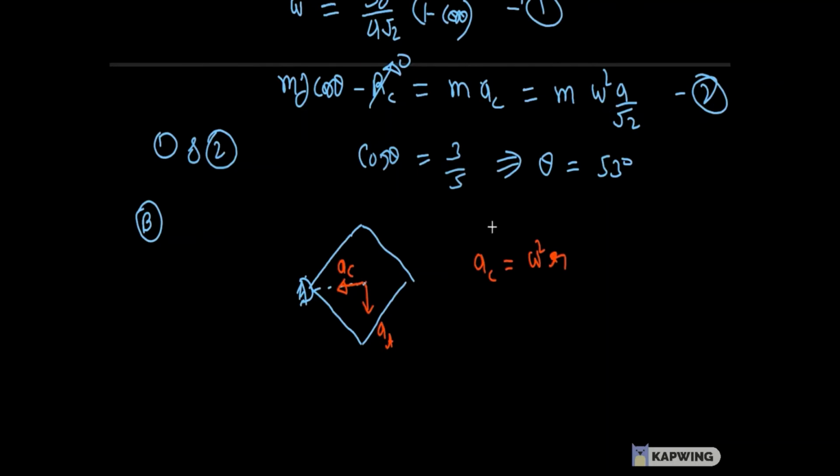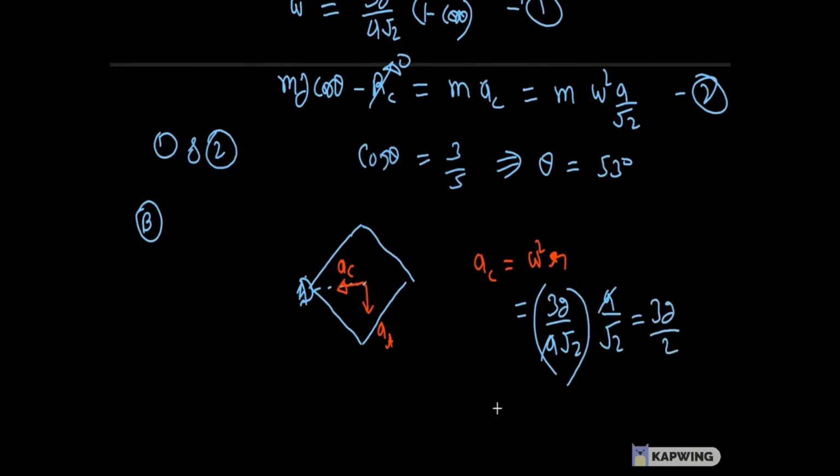From equation 1 we can check that the value of omega at theta equal to 90 degrees will be, when we put cos 90 equal to 0, we will get 3g upon root 2 into r. Radius is a by root 2. So this will be 3g by 2a, which is the centripetal acceleration AC.